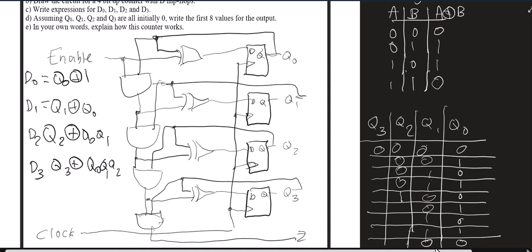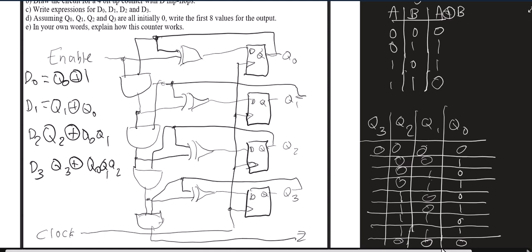The AND of 0 and 1 is 0, and the exclusive OR of 0 and 1 is 1. The AND of 1 and 0 is 0, and the exclusive OR of 0 and 1 is 1. The AND of 1 and 1 is 1. Exclusive OR of 1 and 1 is 0.